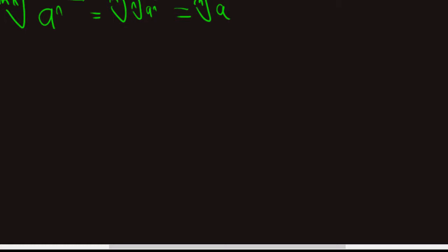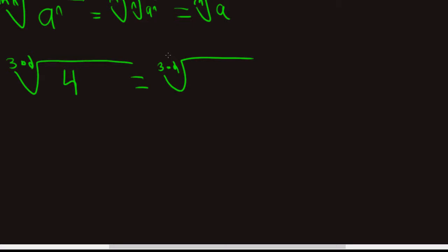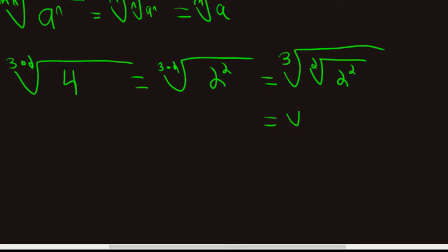Well, how can we apply something like that? Let's say we have the 3 times 2 root of 4. Well, that's equal to the 3 times 2th root of 2 squared, which is equal to the 3rd root of the 2nd root of 2 squared, which is equal to the 3rd root of 2.